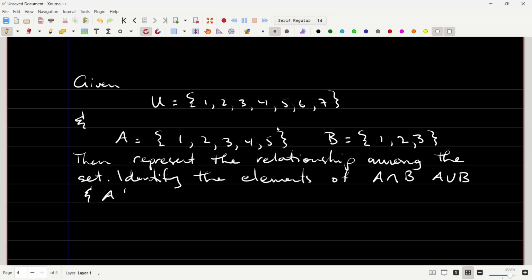Let's look at this final example. We have the universal set, A, and B, and then we're required to find A intersect B, A union B, and A complement. Let's draw the Venn diagram first.